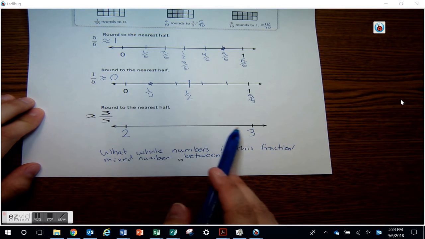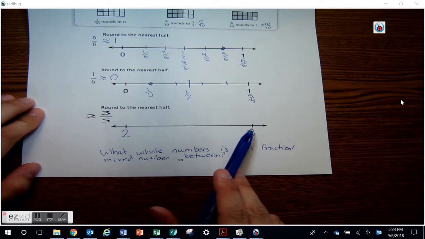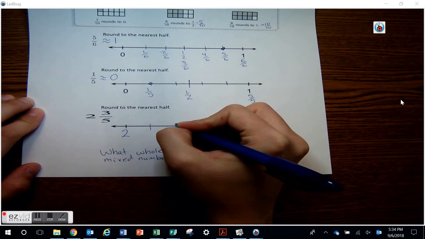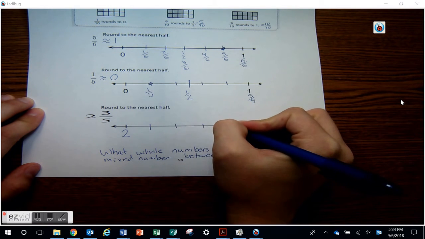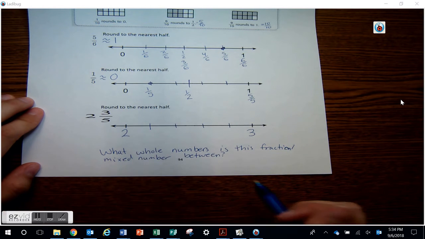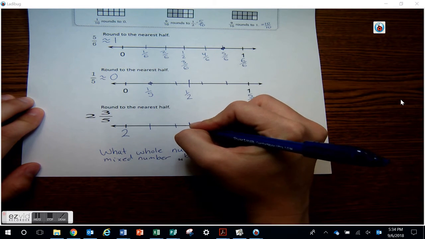What two whole numbers? Well, it's bigger than 2, so I know it's not between 1 and 2. So I'm going to put it between 2 and 3. We're going to write it between 2 and 3.